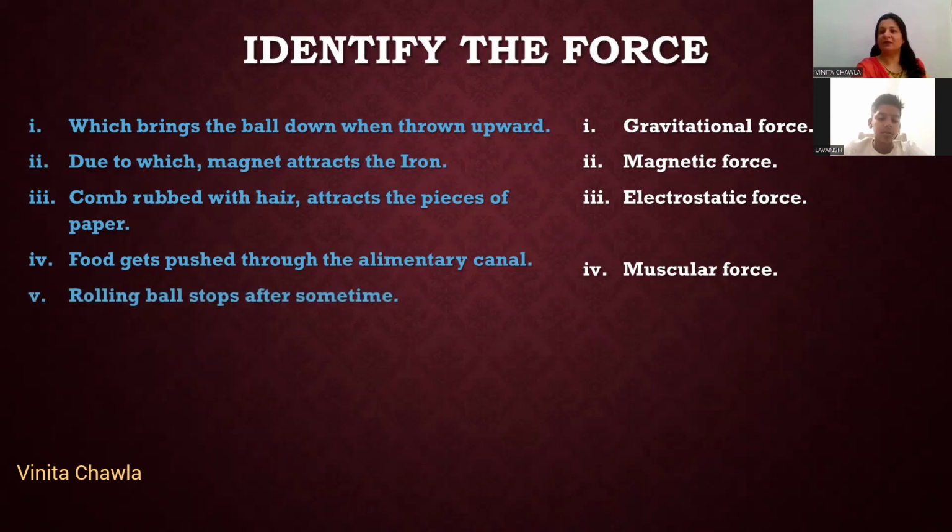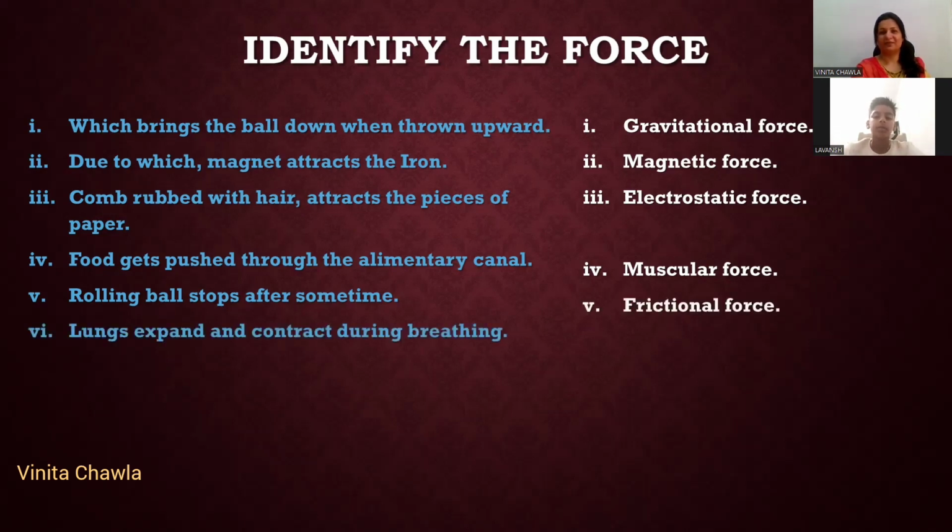A rolling ball stops after some time. It stops because of the irregularities between the ball and the floor. The irregularities get interlocked, and we need to break the irregularities, then we can move it. That force is frictional force.